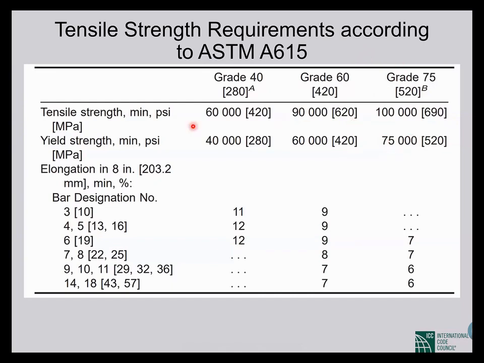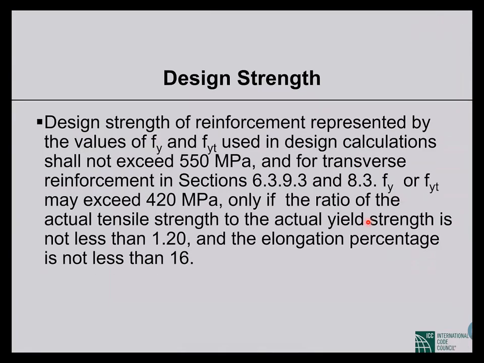So that's it. These are the grades and the minimum ultimate strength, tensile strength, and minimum yield strength, which is called yield strength according to ASTM. These are mentioned in the standard. And the elongation for different bar sizes, the total strain, so the minimum elongations are also mentioned for different grades of steel. Okay.